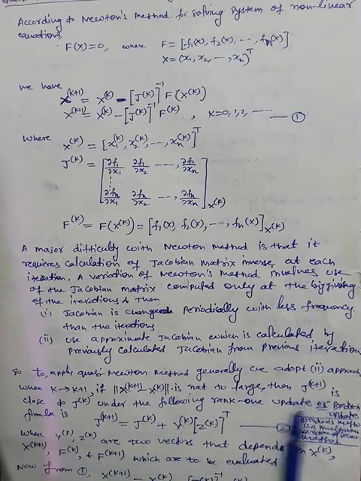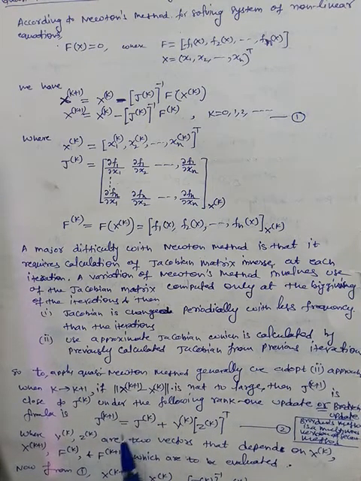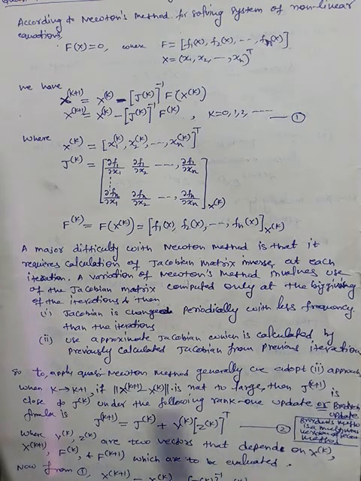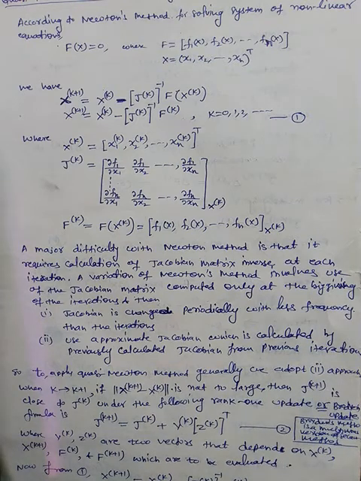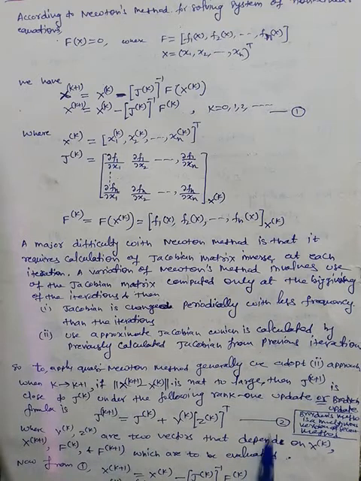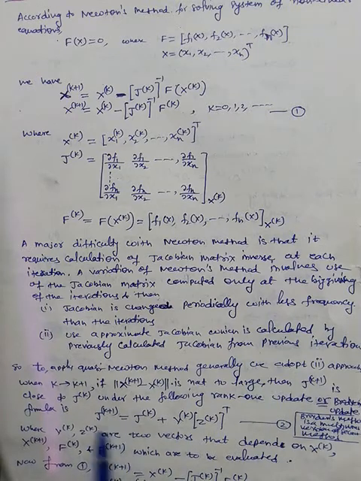Under the following one rank update, this is the one rank update, and this is basically known as Broyden's update. This is inspired by the secant method. The secant method we have already developed for the one-dimensional problem. So this is basically the secant method for the multi-dimensional problem.